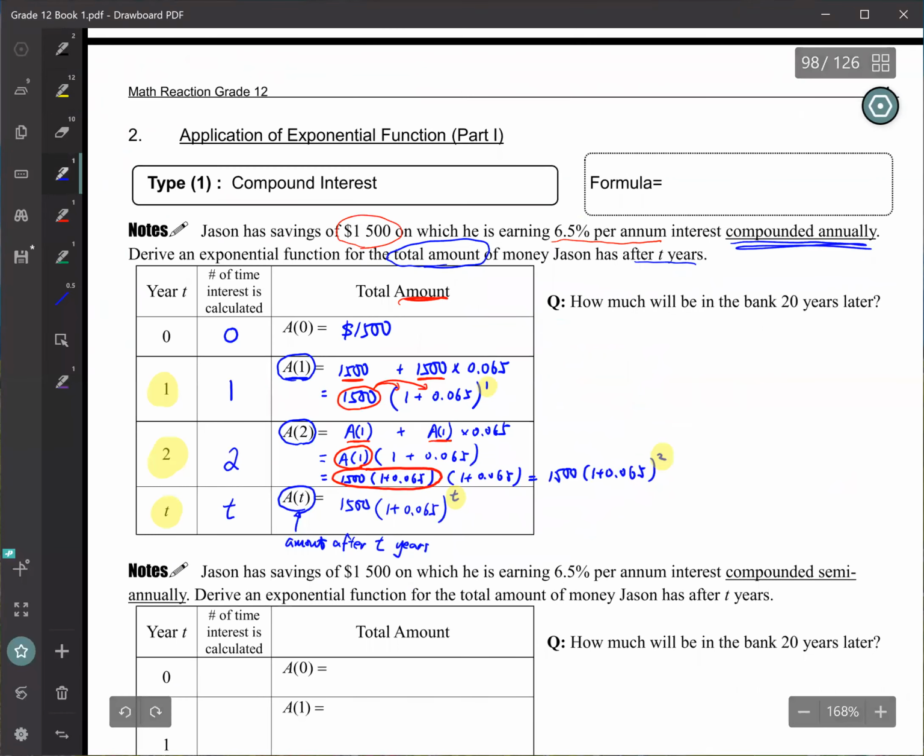Okay? So here I would like you to take out your calculator. Please find the money after 20 years. So A of 20. Okay? Please write it out first, put it into the formula, and then type it into your calculator. Raise your hand, okay, once you got the answer.